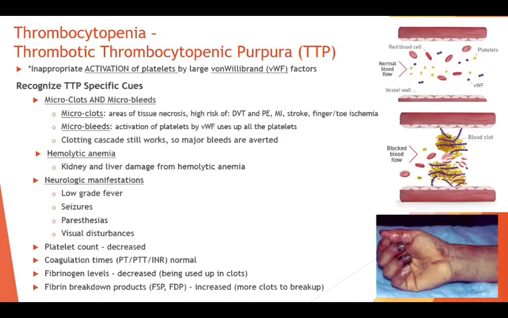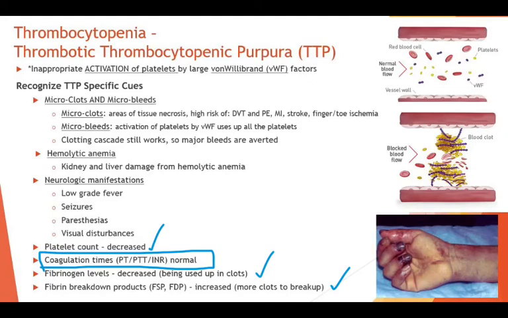But if you look at these, our platelet count is decreased, our fibrinogen levels are decreased, and the fibrin split products are increased. Those are all the same, but in these thrombocytopenias, your coagulation times are normal. Your PT and PTT and INR are normal.